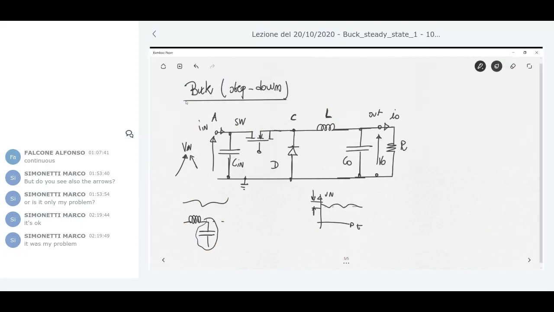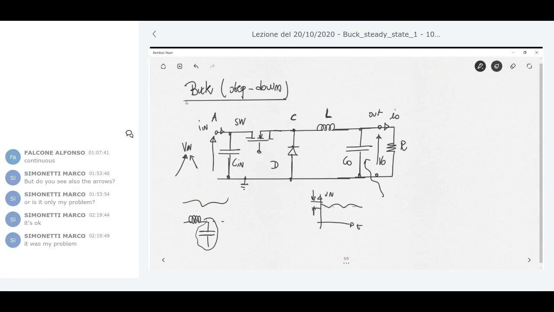So CIN is not something that is useful for operating the buck, but in a practical circuit it is always there, say, for filtering reasons. In the same way, the output capacitance is not essential to the operation of the buck. The buck can be operated without C0.